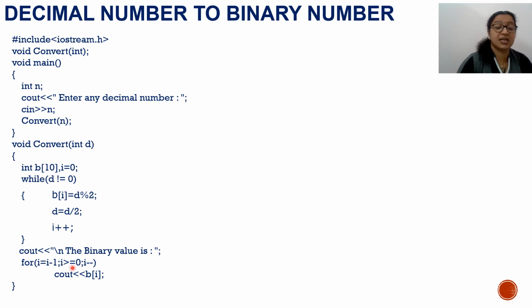If it is greater than or equal to 0, cout that element. Cout that value in that array. Then i minus minus. So we are moving backward. We want to read it in a reverse order. So i minus minus. Then we are checking, is it greater than or equal to 0? If it is, we want to print it. So till i is equal to 0, this loop will display the values inside that array.